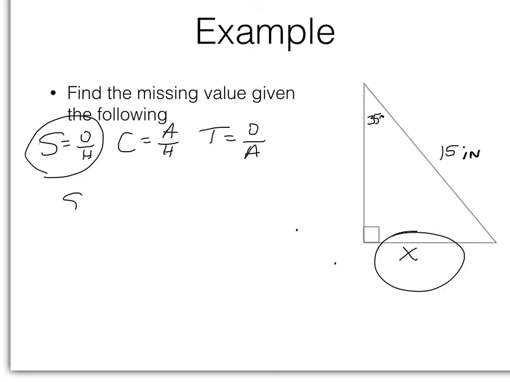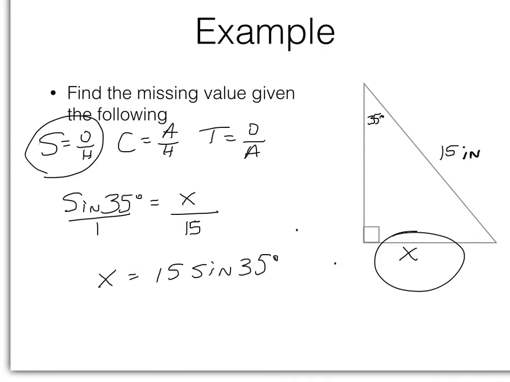So we can set this up as sine of 35 degrees equals the opposite side length, which is x, over the hypotenuse side length, which is 15. And then we can cross multiply, right? So x should equal 15 times the sine of 35 degrees. And we can just key this into our scientific calculators at this point. So 15 times sine of 35 should give us a side length of x equals, not 30, 35.